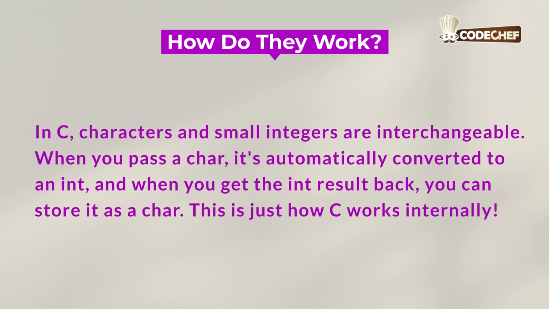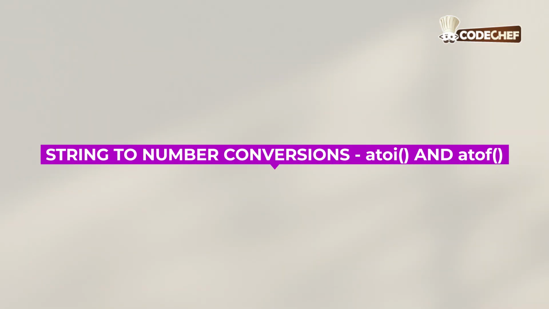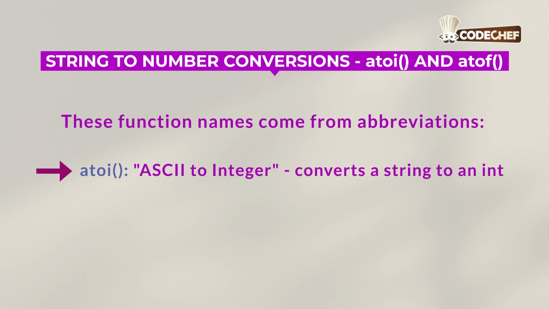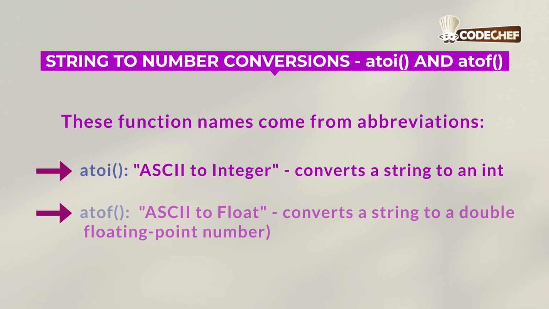Now let's talk about our fourth concept, atoi and atof. These function names come from abbreviations. atoi is ASCII to integer, which converts a string to an int, and atof is ASCII to float, which converts a string to a double floating point number.